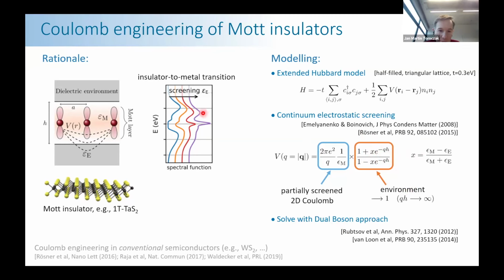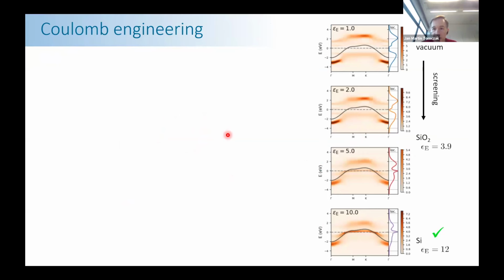Yes, it does, because what you've seen here is already actual data. So this is a simulated spectral function of this model. And if we look at this momentum resolved, so this is for different environment screenings. This is the vacuum. You see the original band structure is this line here. If you turn on correlations in the dual boson approach, you get this lower and upper Hubbard band. So it's an insulator. This corresponds to the freestanding layer in vacuum.